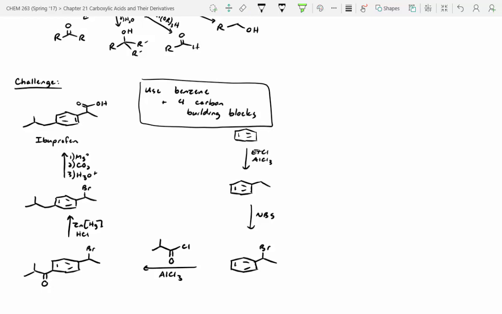Is that how they actually make it? No. If you're interested in how they actually make it, I'm pretty sure it's on Wikipedia, but this is a kind of roundabout way of making it. Can I ask a question back? Yeah. How do you keep NBS from overbrominating that benzylic position? So you have to only use one stoichiometric equivalent. NBS in excess, you're absolutely right, would overbrominate.